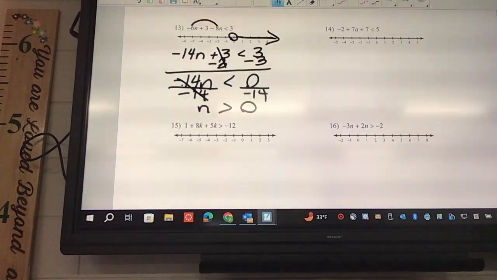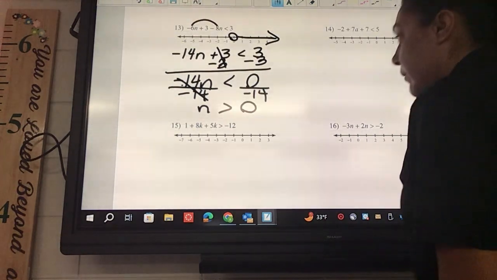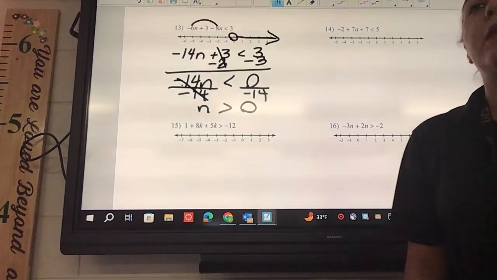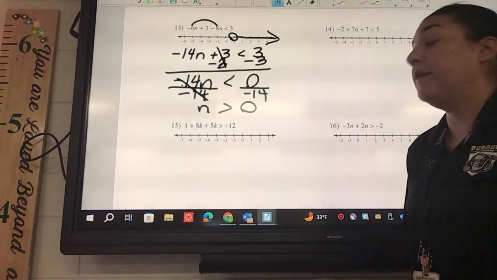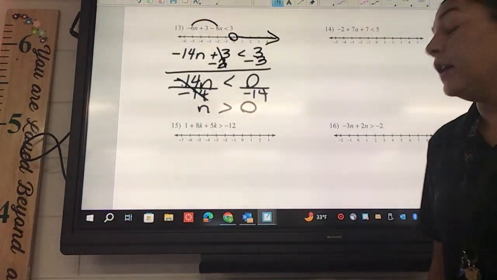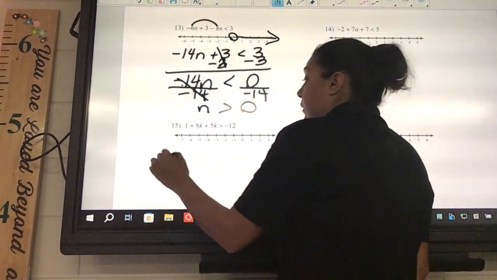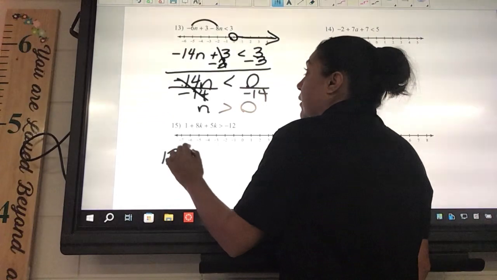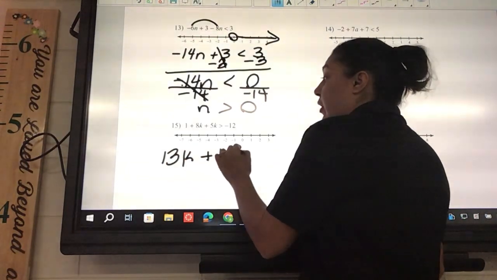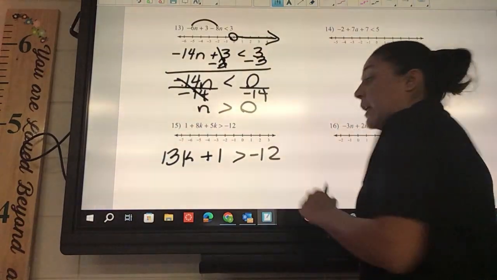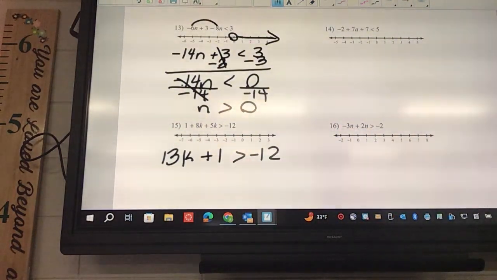Okay, 15. What needs done? The 8 and the 5. They both have the same last name of K, so we can put them together. What is a positive 8 plus 5? 13. 13K. That's a plus 1 and a negative 12. Okay, or you can write 1 plus 13K. It's the same thing.